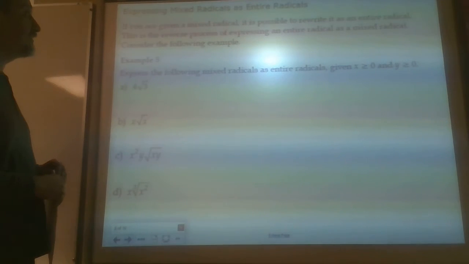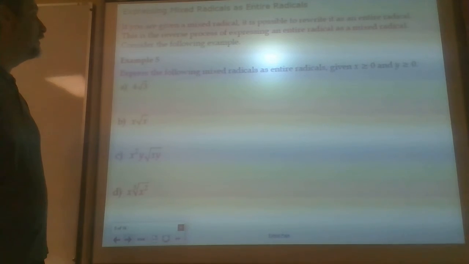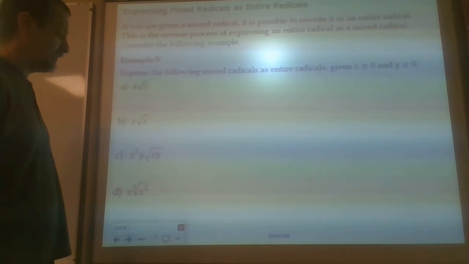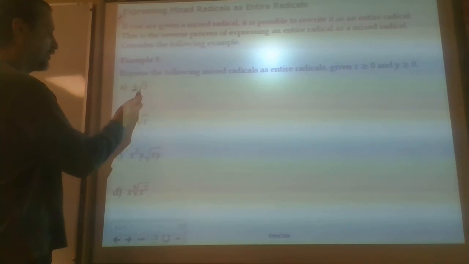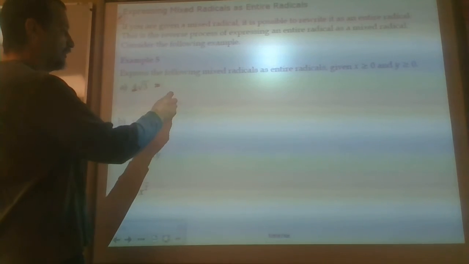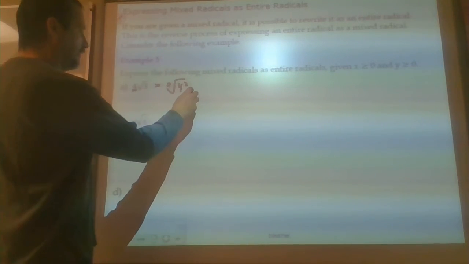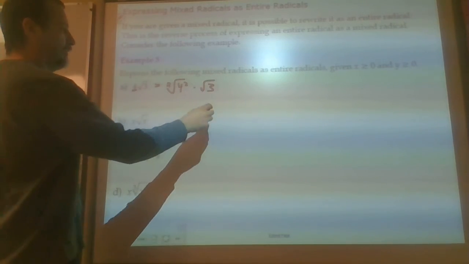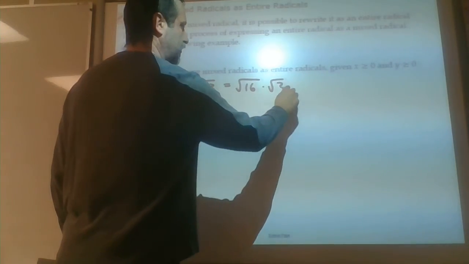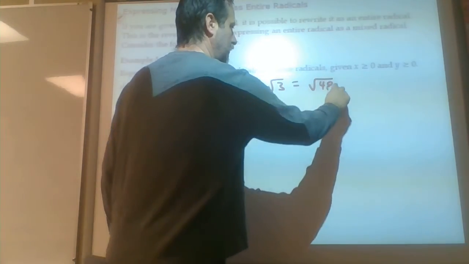Expressing mixed radicals as entire radicals. If you are given a mixed radical, it is possible to rewrite it as an entire radical. This is the reverse of what we just did, so not overly complex here as well. We just have to take 4 and rewrite it as a radical, so that would be 4 squared, right? So 4 squared, so the square root of 16 times the square root of 3, and of course 3 times 16 is 48, so that would just be the square root of 48.